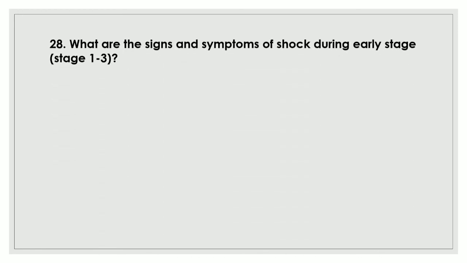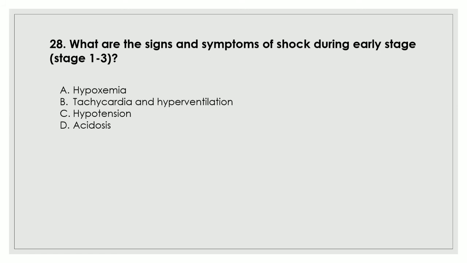Question number 28. What are the signs and symptoms of shock during early stage 1 to 3? Options: A. Hypoxemia, B. Tachycardia and hyperventilation, C. Hypotension, D. Acidosis. Answer B. Tachycardia and hyperventilation.